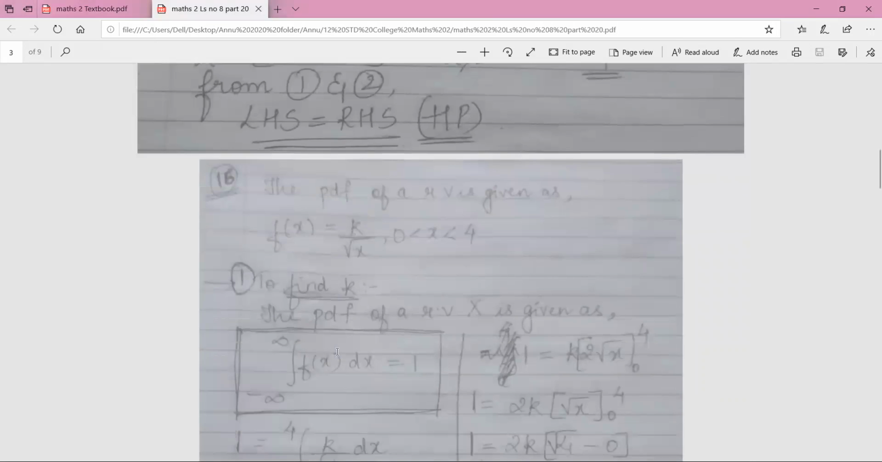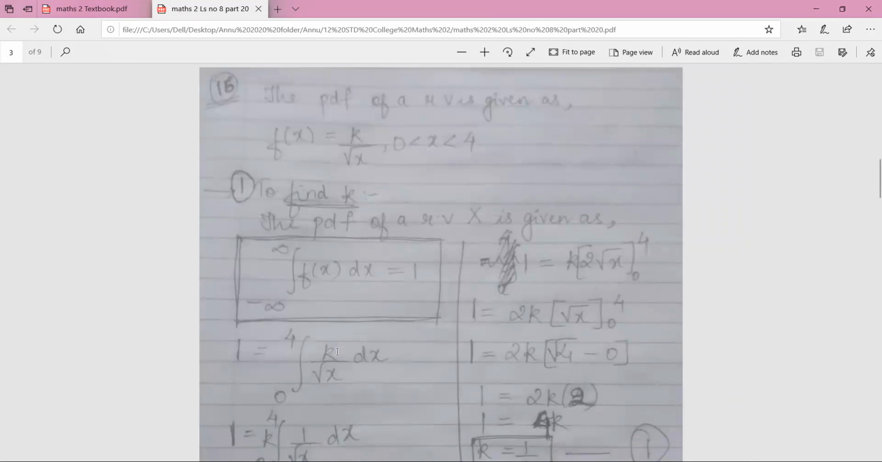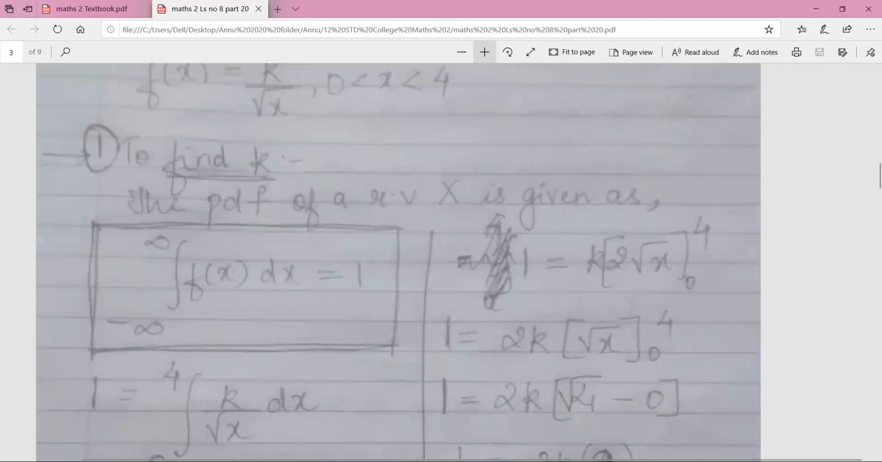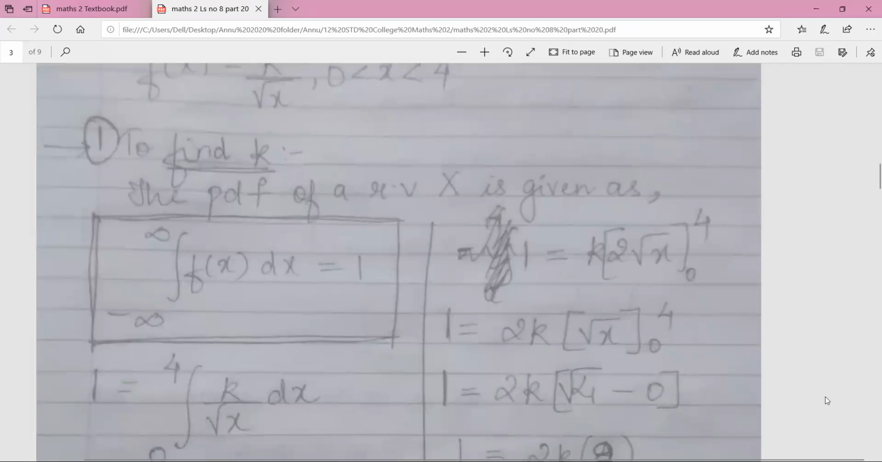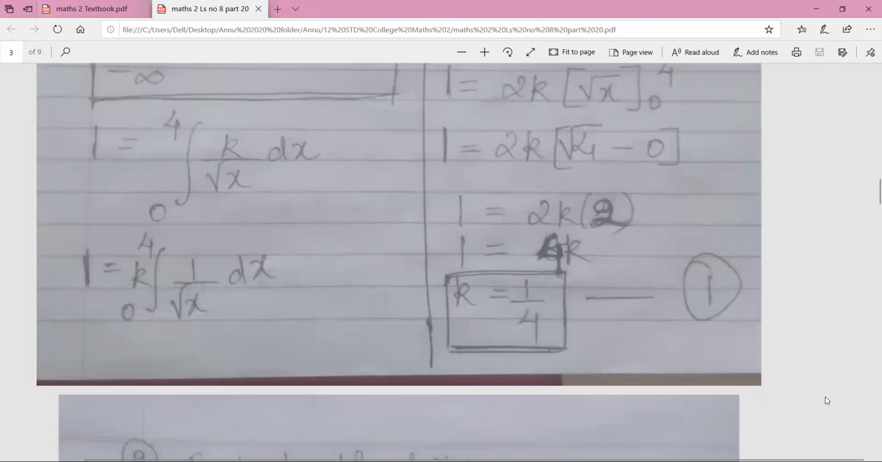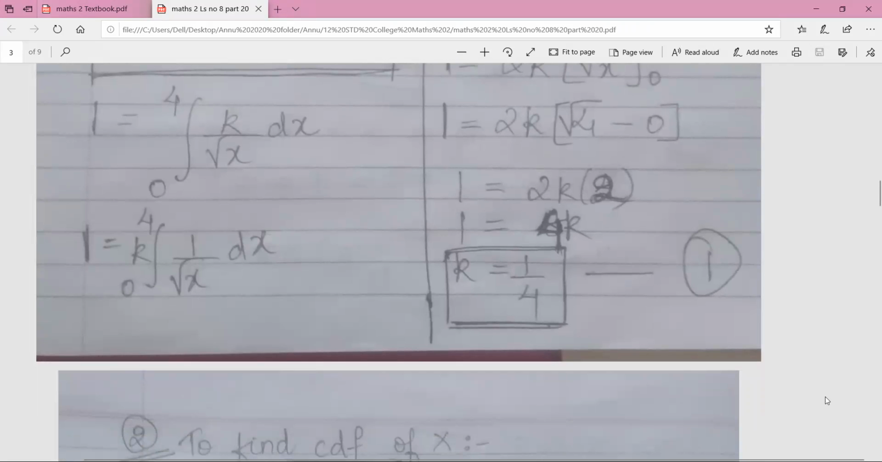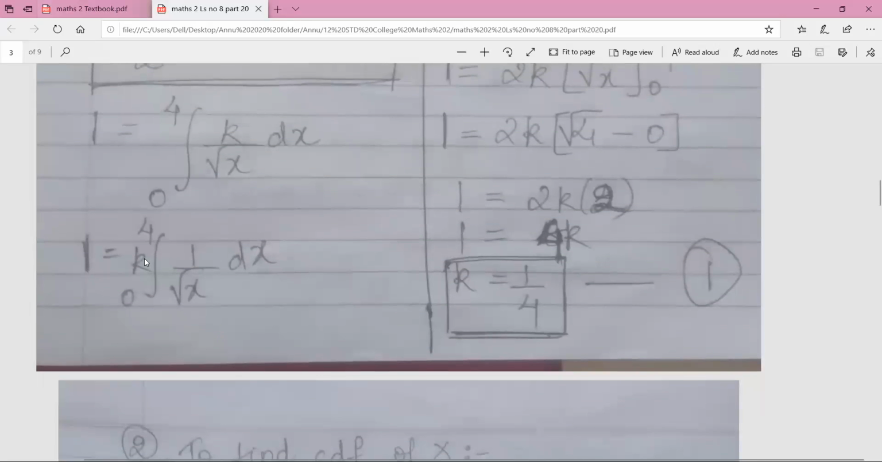For a PDF of a random variable, if the function is already a PDF, we can say that integration from minus infinity to infinity f of x dx is equal to 1. So, based on this formula, we'll be finding out the value of k as follows. As the condition put forward was 0 less than x less than 4, 1 is equal to integration 0 to 4 k upon root x dx. K being a constant, I'm removing it outside the integration sign. So I'm left with 1 is equal to k integration 0 to 4 1 upon root x dx.